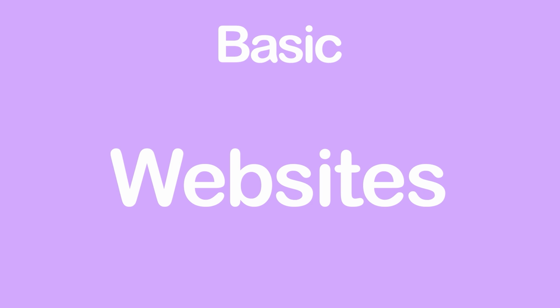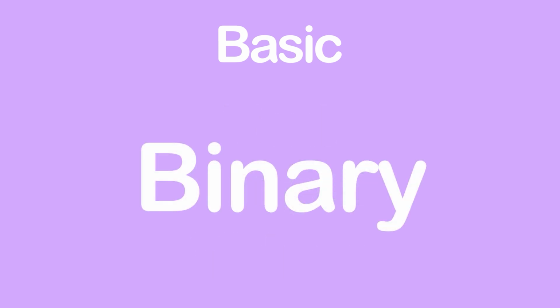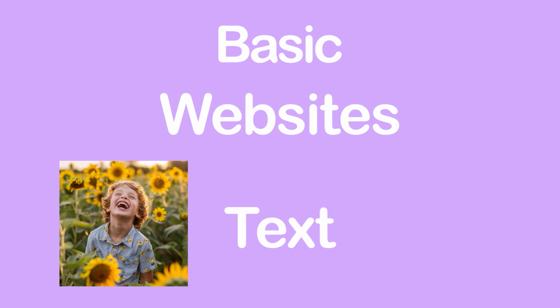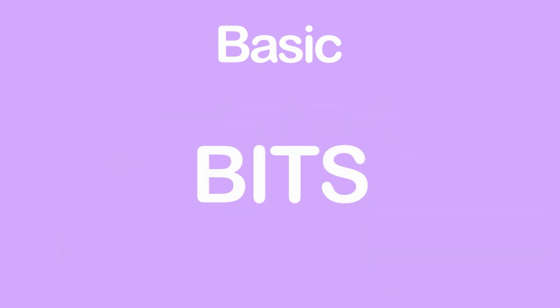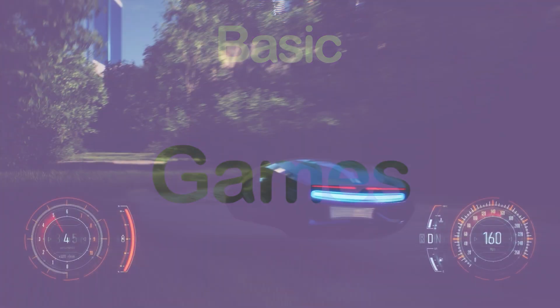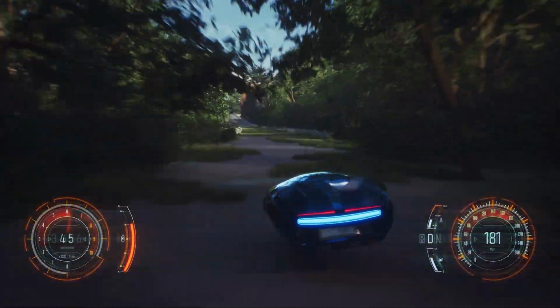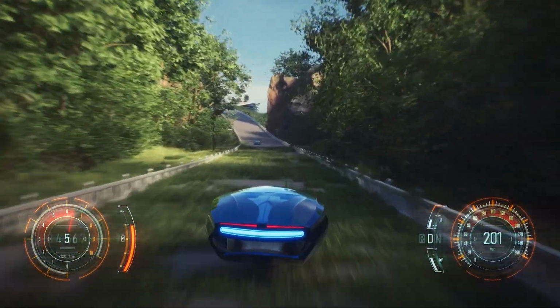Websites. Websites are a collection of text, images, and videos. The computer uses the binary code to display all the elements together on your screen when you visit a website. So on a website, you sometimes see images, text, and videos like that. It is all made of these bits. Just remember that.